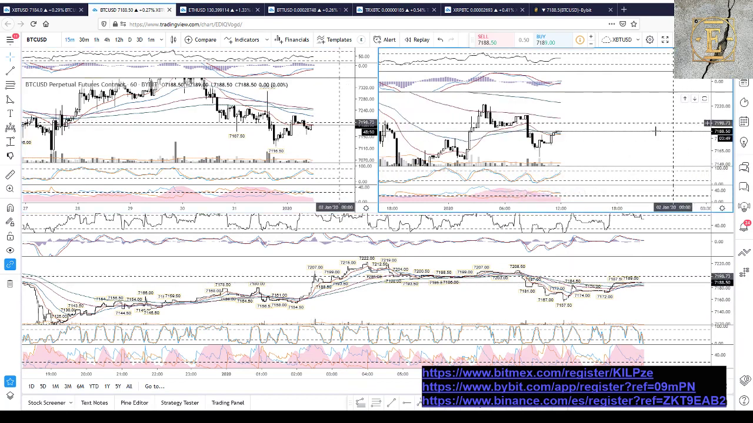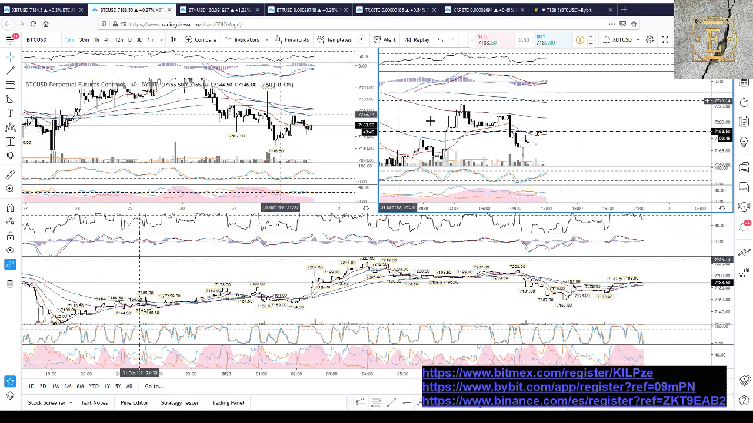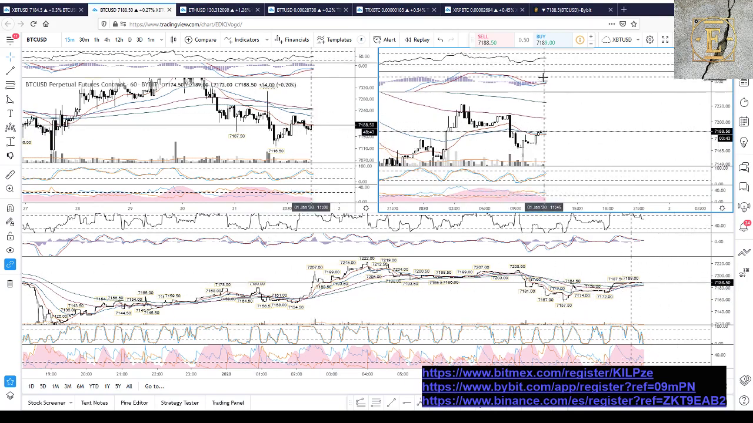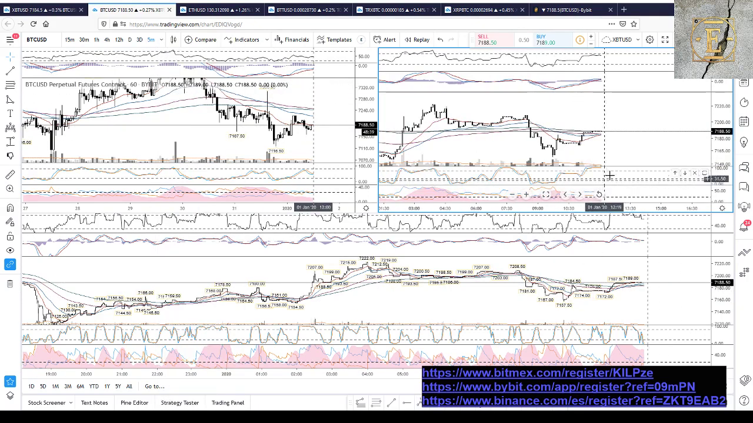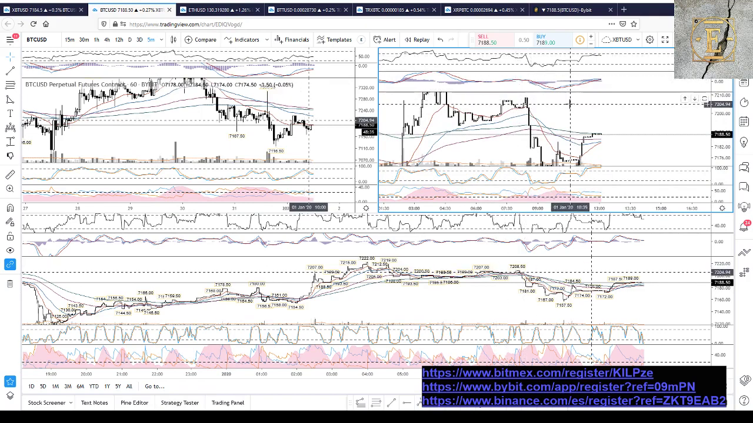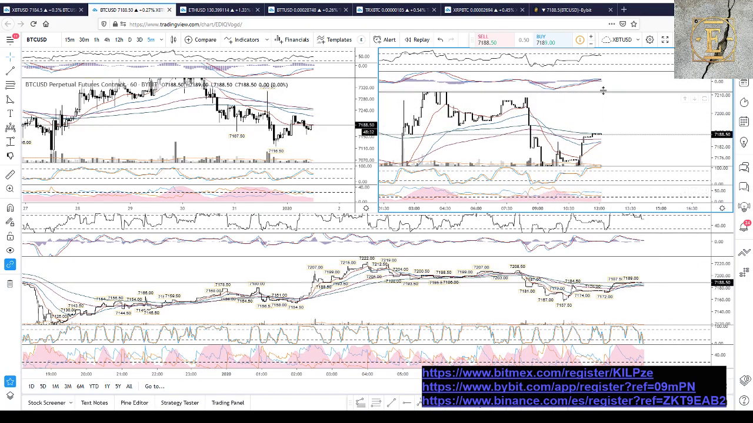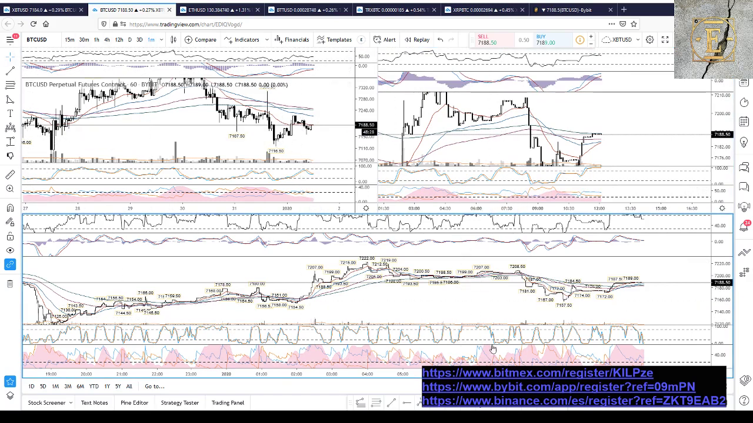This is 15 minutes. Okay, so it's going up, still room to go, breaking this. Let's go to 5 minutes over here. Okay, this is oversold, overbought, sideways, and crossing again. So let's go to 1 minute. This is 1 minute.